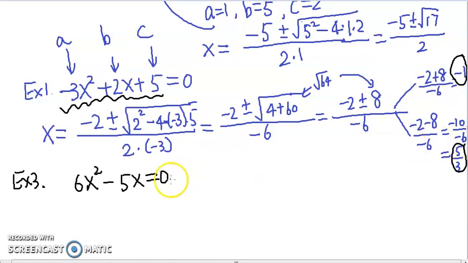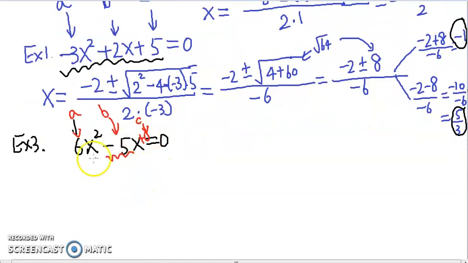So in this case, what will be a, b, and c? The number in front of x squared is a, so that's our a. The number in front of x is b. But there's not a number for c. You can add a plus 0 there, so that means c is equal to 0, because adding 0 is not going to change the equation.